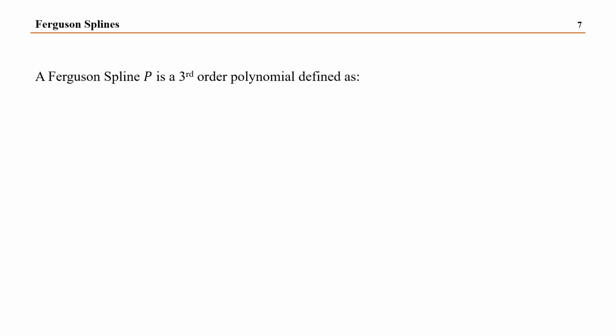So a Ferguson spline P is actually a third-order polynomial curve that is defined as follows. So P_i(t) is just a linear combination of P_i F1 plus P_{i+1} F2 plus P_i' F3 plus P_{i+1}' F4. Now t is actually a path parameter between 0 and 1. Now take note that P_i, P_{i+1}, P_i', P_{i+1}' are actually vectors. So this means that this P(t) actually would be a third-order polynomial in each component.